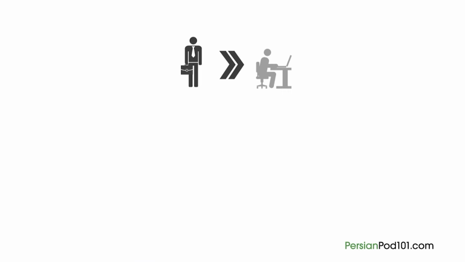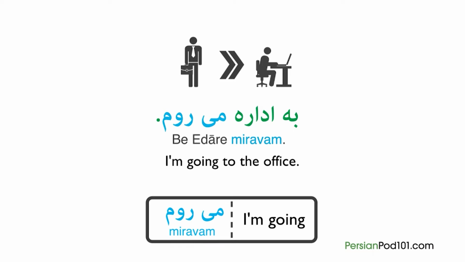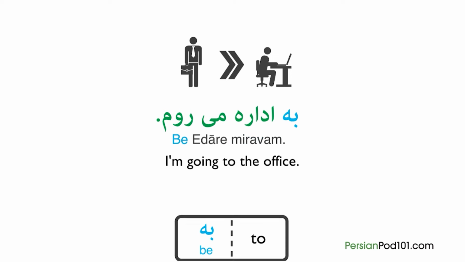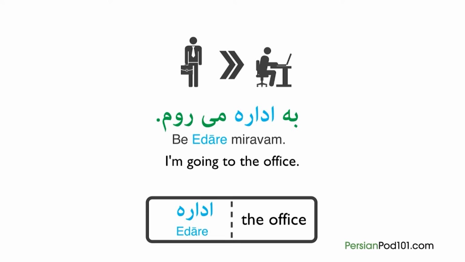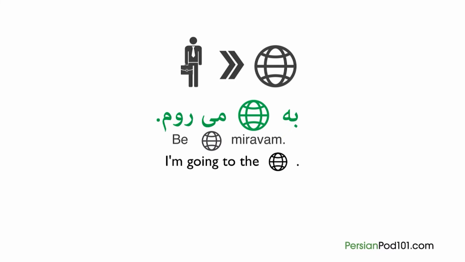So now, if someone asks you فردا چکار میکنی or what are you doing tomorrow, how can you answer? Here's an example. به اداره میروم. I'm going to the office. میروم means I'm going. به means to, and اداره means the office. Feel free to replace اداره with any other location.